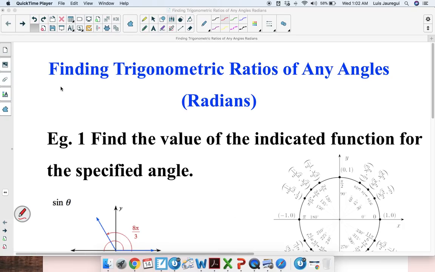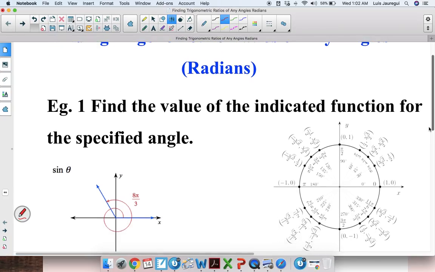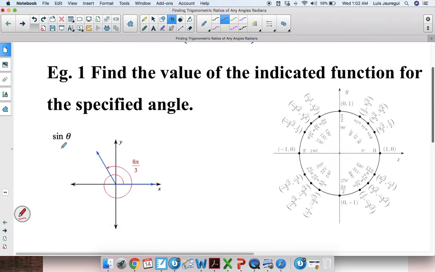Welcome. In this particular video, we'll be finding trigonometric ratios of any angles utilizing radians. Example 1. Find the value of the indicated function for the specified angle. In this case, what we're looking for is sine of theta, where theta happens to be 8 pi over 3.